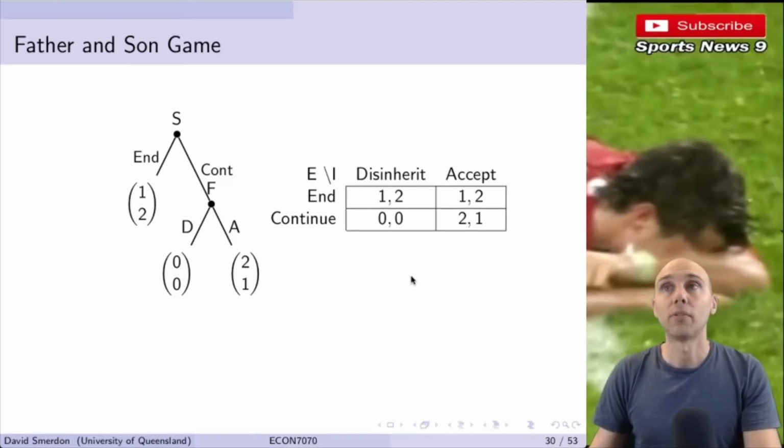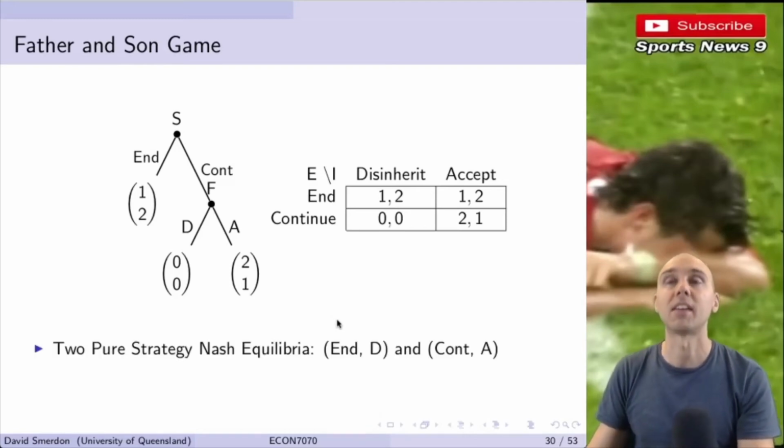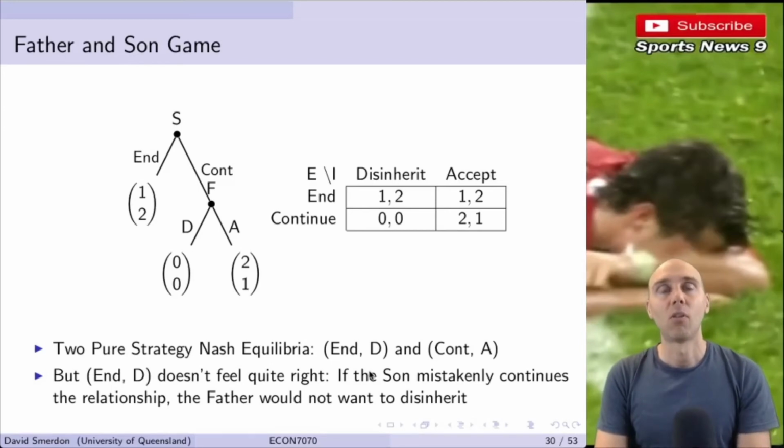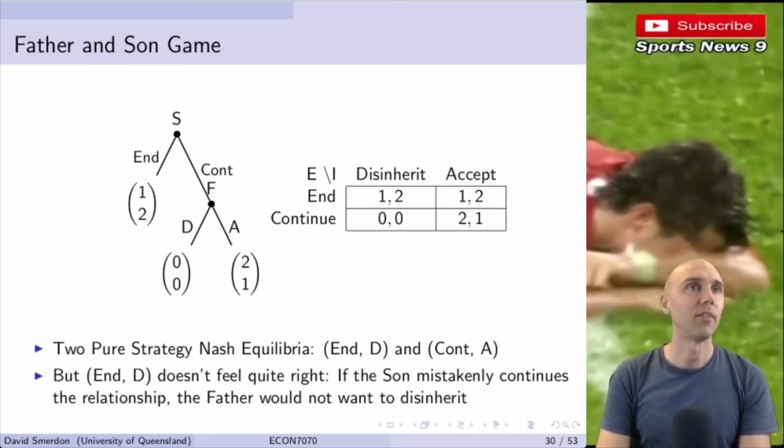So now solve this and come up with the pure strategy Nash equilibria. Pause the video now. Well, there are two pure strategy Nash equilibria here: end, disinherit, and continue, accept. But somehow, even though there are two Nash equilibria, the one that starts with the son ending and the father disinheriting doesn't feel quite right, doesn't feel quite logical.